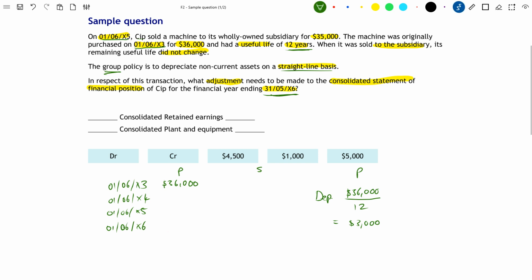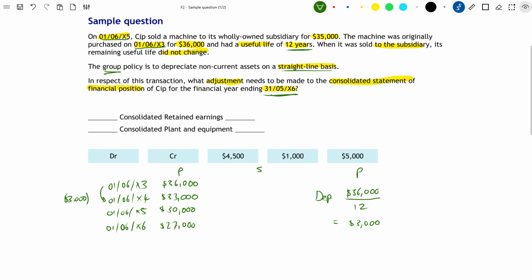So between year 1 and year 2, we're deducting $3,000. So we're going to have 33,000. We can follow this all the way through. So we deduct another 3,000, we'll get 30. And then finally we'd have 27,000 at the end, the period that we're looking for.